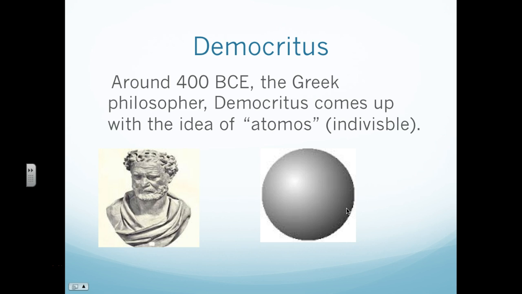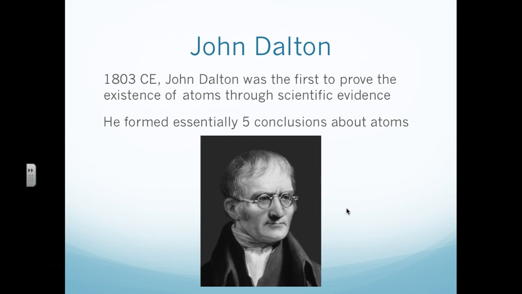Unfortunately for Democritus, no one believed him really. Most people believed in a guy named Aristotle, who believed everything was made of earth, wind, water, and fire. But since they didn't have the hardcore technology back then, they couldn't prove atoms. So it took over 2,000 years, about 2,200 years, to get to John Dalton. In 1803, John Dalton finally used scientific evidence to prove atoms existed.